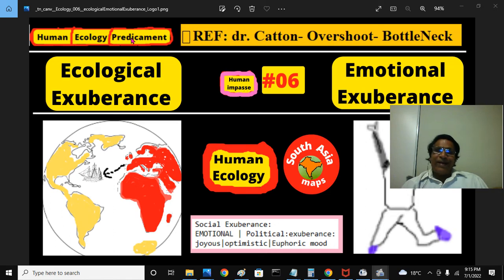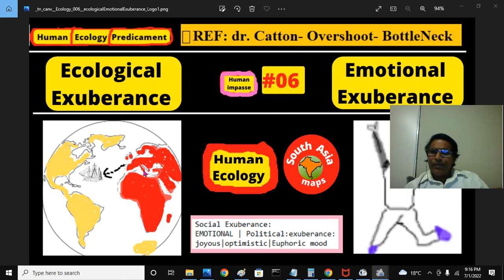The predicament, the dilemma we have today, that is the human impasse. Dr. Catton's work of overshoot, population overshoot. That means there is an excess population that has overshot, and it has erupted. There are so many humans on the planet Earth today. This is the only living island on the entire spaceship, the planet Earth. There is an overshoot that is resulting in the bottleneck century. All these concepts will get clarity as we move further in the presentation.